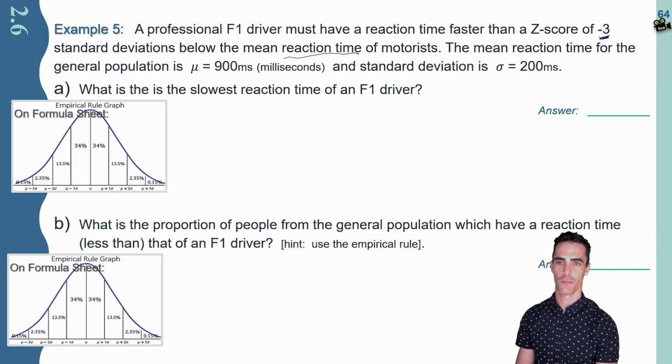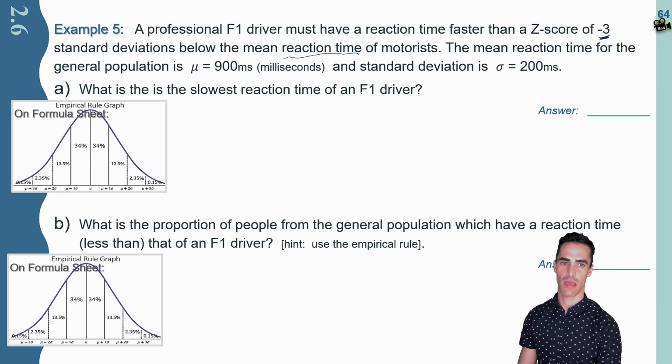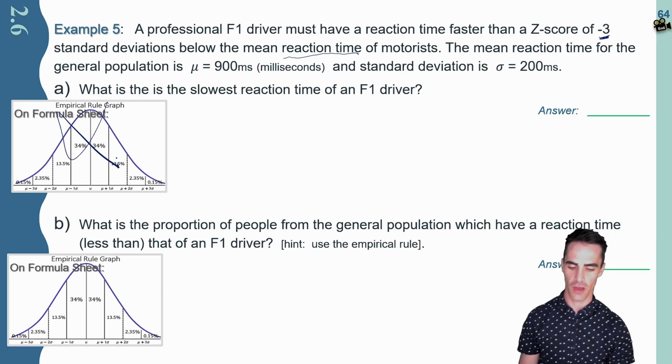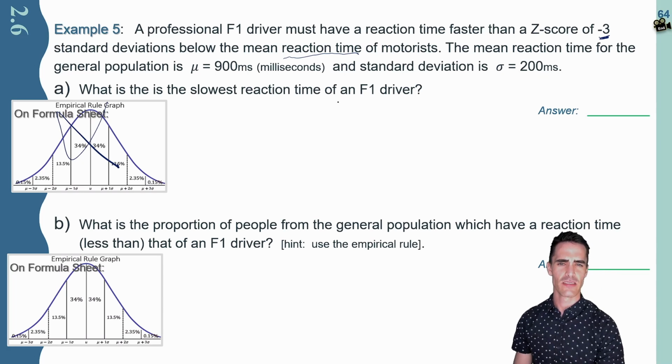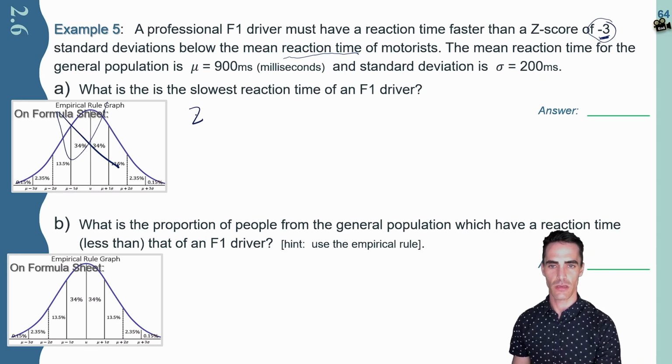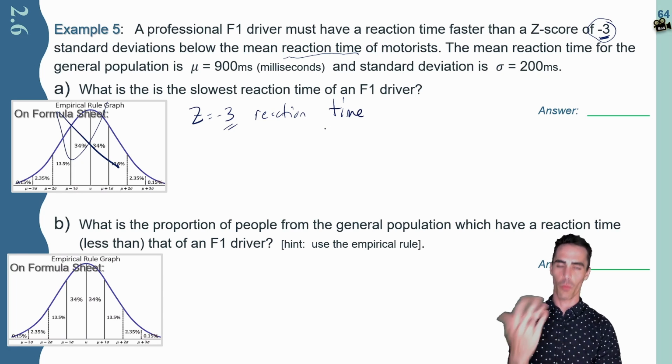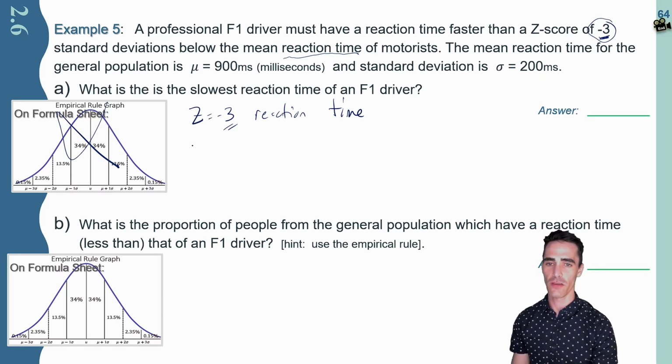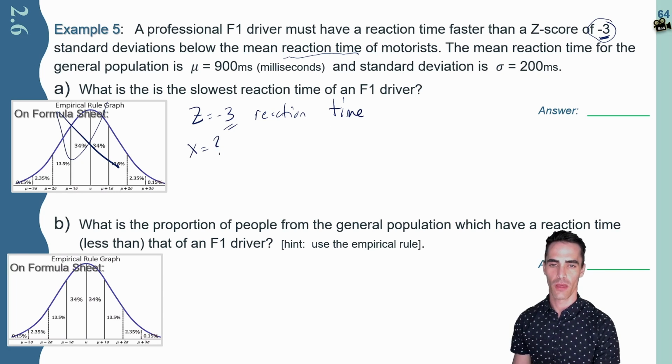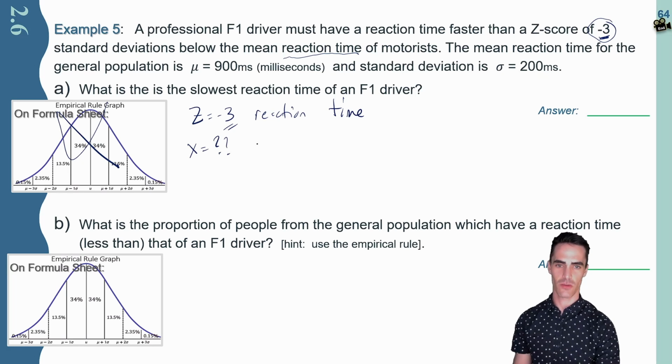What we're curious of is, what is the slowest reaction time of an F1 Formula driver? You actually don't need the chart here. I wanted to throw us off a bit. It says the actual slowest reaction time. This refers to what is the Z-score. Again, this Z-score, Z equals -3, is the reaction time. That Z-score doesn't actually tell me what milliseconds. And so what I need to do is find out the X value that relates to the Z-score.